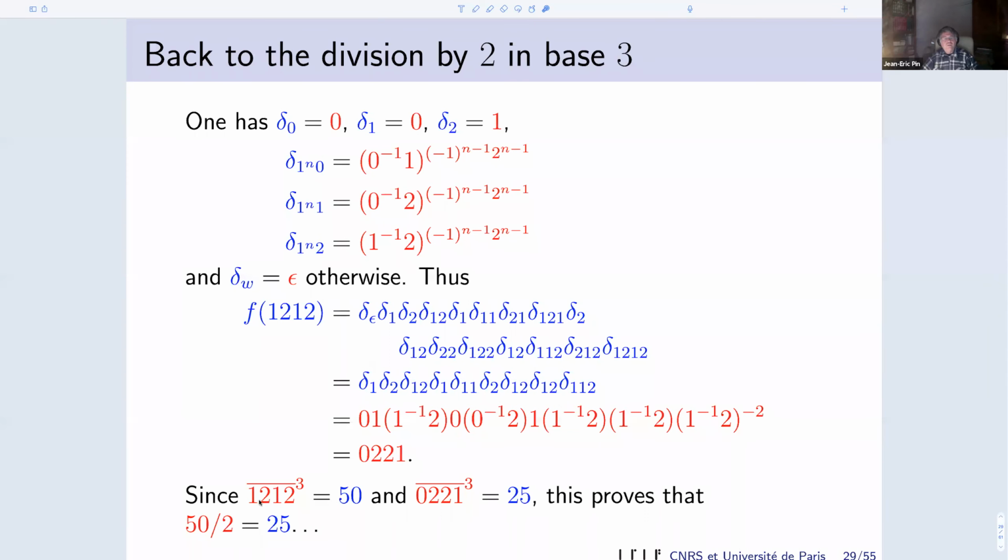So I remind you that 1, 2, 1, 2 in base 3 was 50. And this number in base 3 is 21. So I've just given you a very elaborate proof of the fact that 50 divided by 2 is 25. Of course, this is a little bit of a joke, but I can tell you that when I managed to verify this was correct, it was a big relief that the formula was correct. Okay, let's continue.